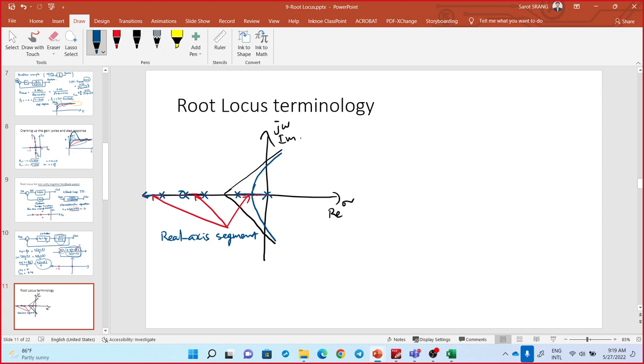If I say branches, I refer to the whole root locus here from this pole, and it moves to become this branch, and this pole moves to become this branch. So in here we have two branches because of the evolution from two poles, and here another branch, and here another branch. So all of these are called branches.